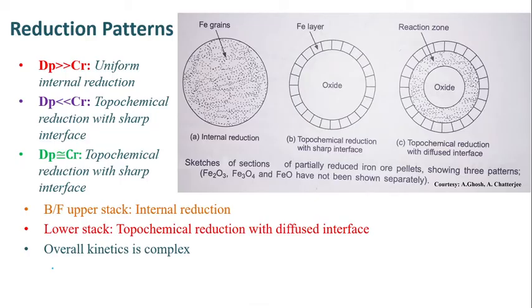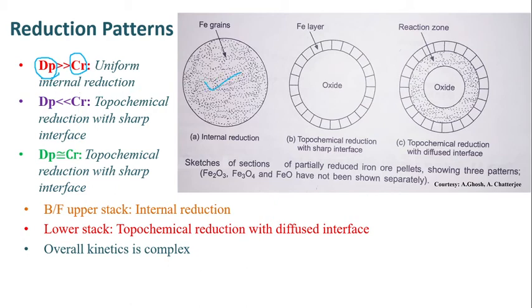Next, some reduction patterns depending upon the situation of the reduction. Different patterns of the ore are there. Generally, we have classified them into three parts. One is uniform internal reduction. What is that? When the diffusion through the pores is higher than the chemical reaction rate, that is CR, then uniform internal reduction will take place.